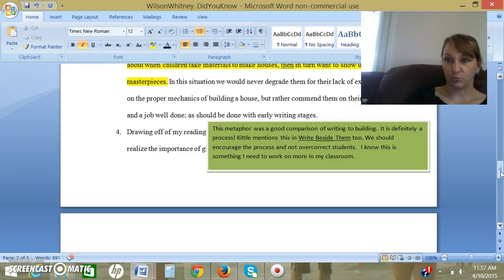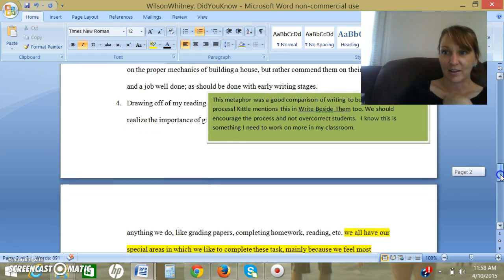I have, again, not read this Ray book, but Kittle also mentions that we're teaching them process. We don't have to have a masterpiece at the end. We don't have to have a finished product. It's more about teaching them how to write, how to get started, how to go through this process. And she talks about how we should encourage them and not overcorrect them in the process. Just get them writing, get them going. Overcorrection or over guidance can actually be detrimental to their writing. So I know this is something that I personally need to work on. I overcorrect too much, and so that reminded me that I really need to work on that.